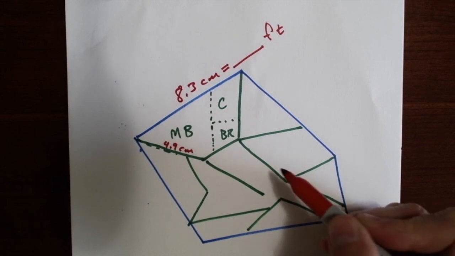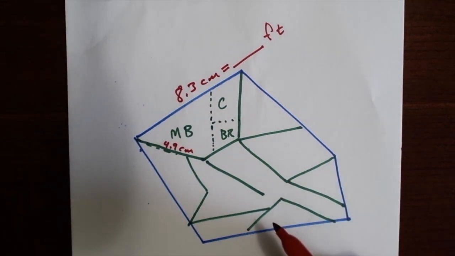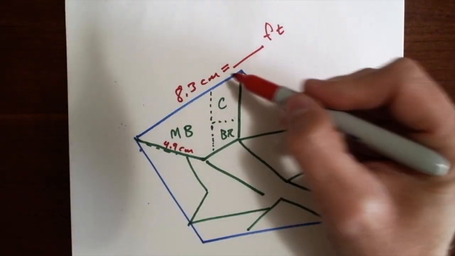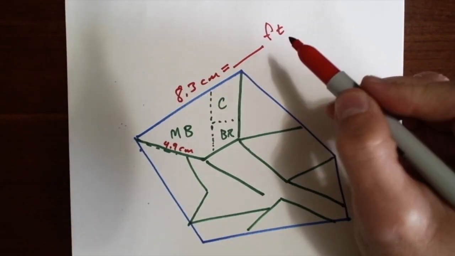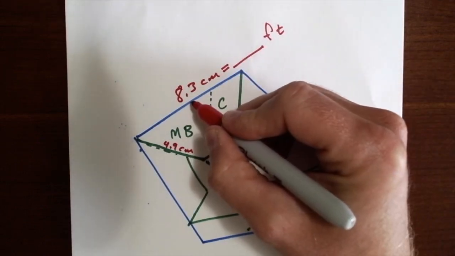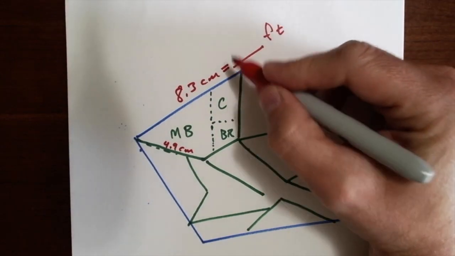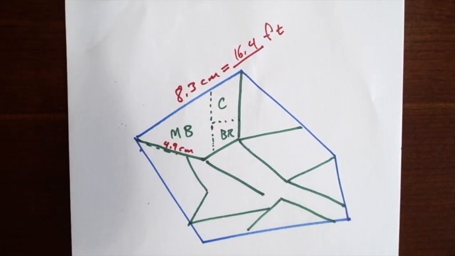Is how do you get from room to room without a hallway, and how do you live in a place without a bathroom? I guess you have an outhouse. But anyway, you set a scale though. 8.3 centimeters is equivalent to so many feet. For the purpose of this activity, just to keep things simple, we can say that 1 centimeter is equivalent to 2 feet. So that means that this would be 16.4 feet.